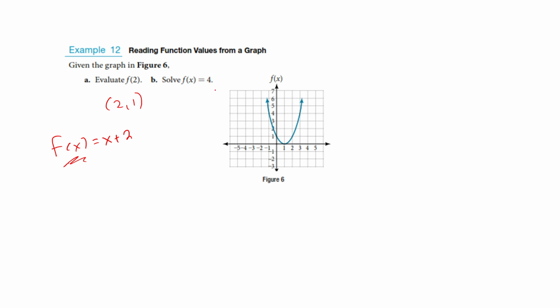Now this one's just asking me to go the other way around. If the machine spits out a 4, that's a y. Well, what x made that happen? Well, it happens at -1, and it happens at 3. So remember, they're ordered pairs.